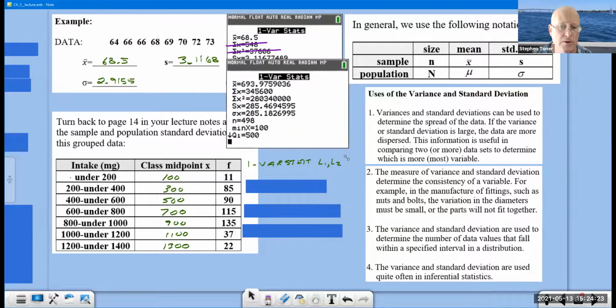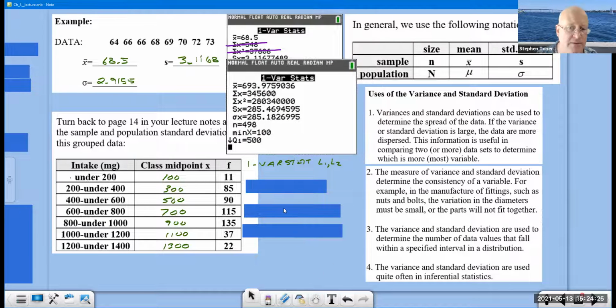Now you'll notice that what you have on your calculator screen has all these values. Notice the value of n is 498. That's what that first column adds up to. Okay, there's no way we wanted to type in almost 500 numbers.